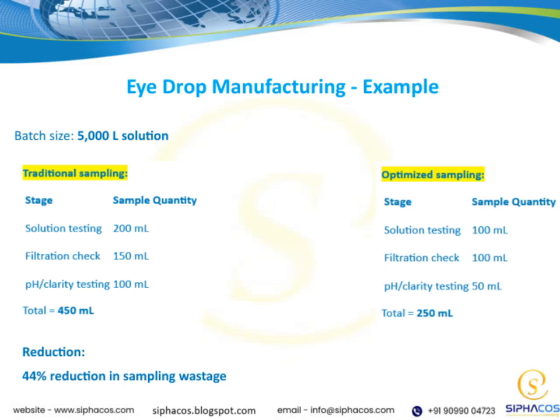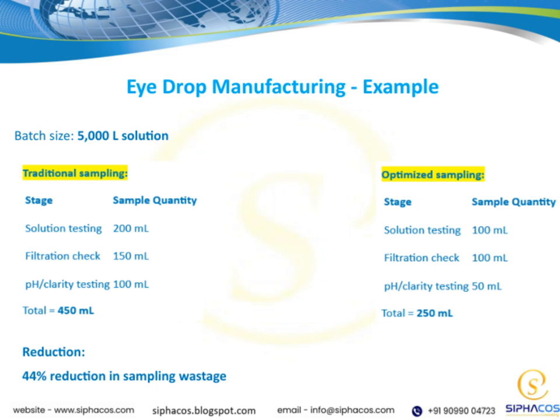Let's talk about the reduction achieved here. We've seen a 44% decrease in sampling wastage, which is a significant improvement. This means we're using our resources more efficiently and reducing unnecessary waste. Now, when we consider batch size, we're working with 5,000 liters of solution, which is quite substantial. Managing such large batches requires precision and control to maintain quality and consistency.